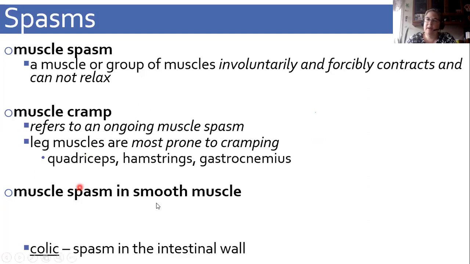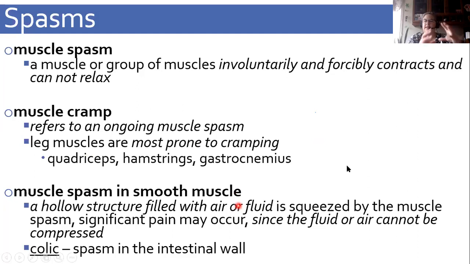Now, we can also have spasms in our smooth muscle. Remember, our smooth muscle is the muscle that we don't have any control over ever. And what can happen is it will contract. Remember, the smooth muscles in our blood vessels, in our digestive tract, in the walls of organs, right? When they try to contract, what's inside there is air or liquid, and it really doesn't contract to pull all the way in. And that ends up causing a lot of pain. When that happens in our intestinal wall, that's often called colic.